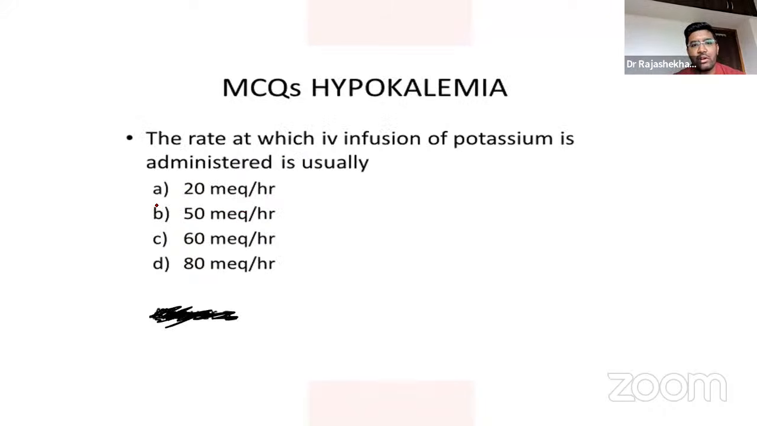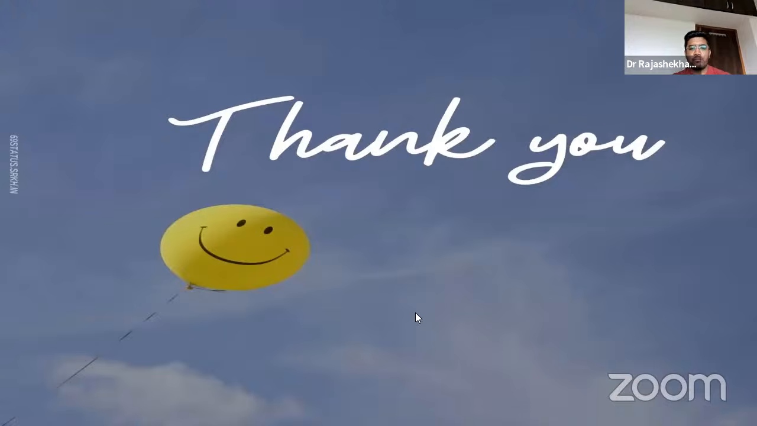The rate at which IV infusion of potassium is administered is usually 20 milliequivalent per hour. You cannot give 60 milliequivalent per hour. You definitely cannot give 80 milliequivalent per hour. 20 milliequivalent per hour is the recommended infusion rate in a patient with hypokalemia.